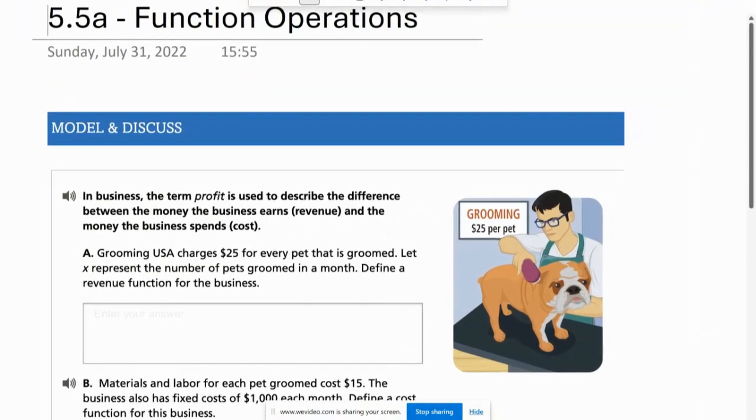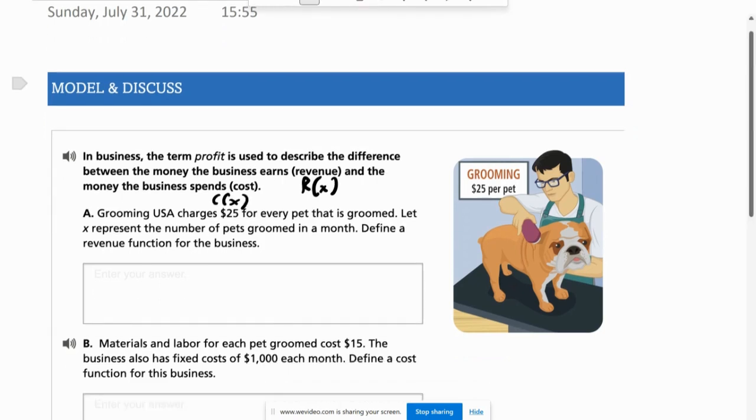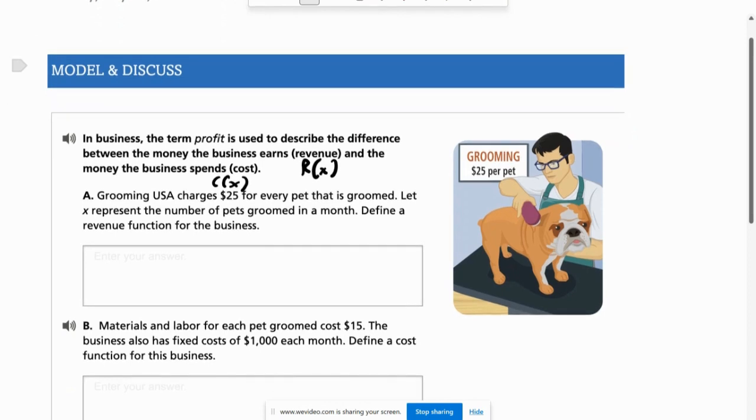We're going to spend the first half of this talking about composing functions in a very simplistic way. So in business, the term profit describes the difference between the money the business earns, revenue, which I'm going to define using the function R of X, and the money the business spends, cost, which we're going to define with the function C of X.